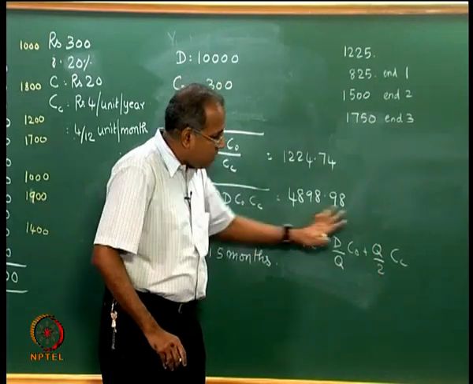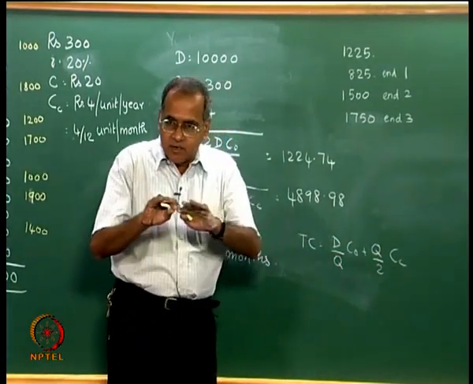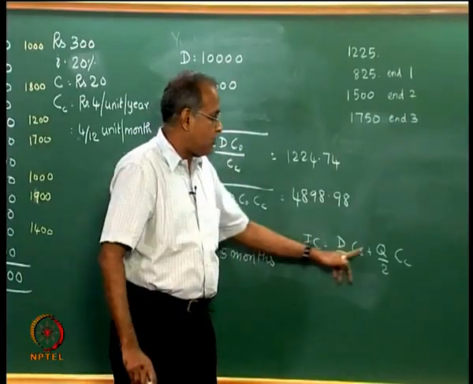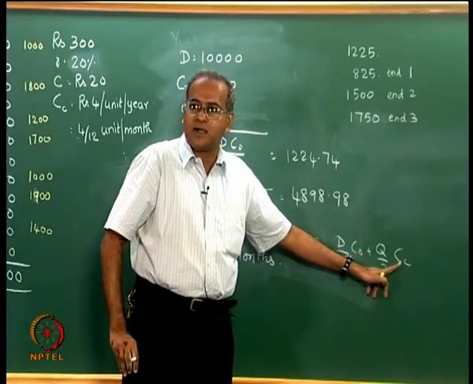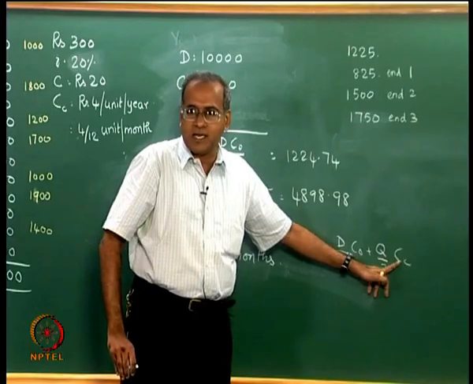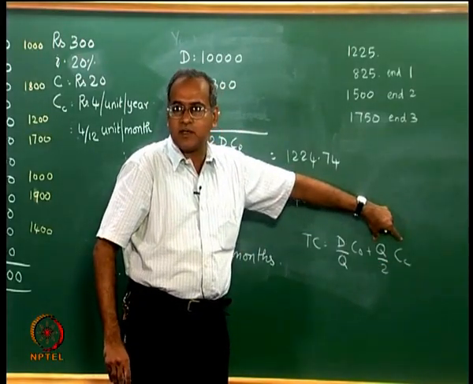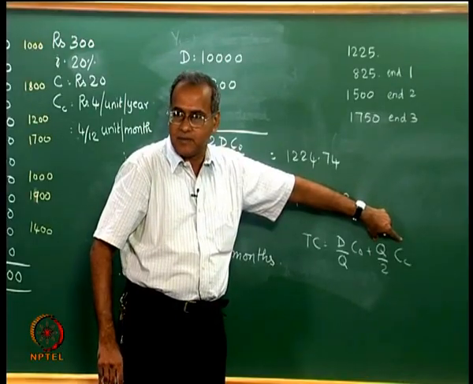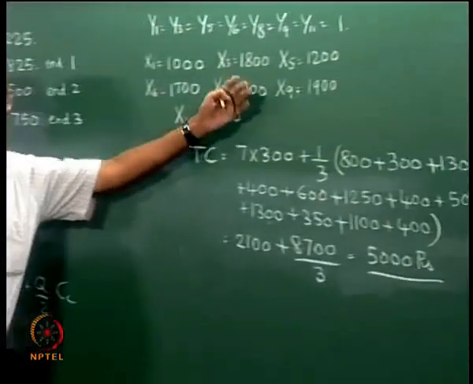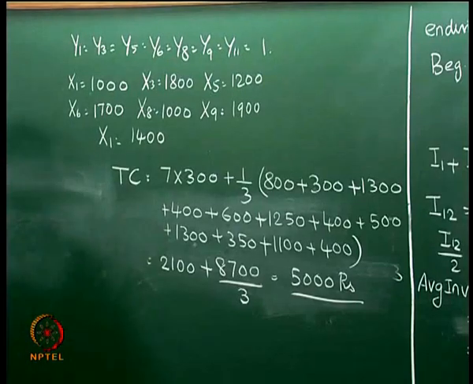Therefore, if we use this Q by 2 and then optimize, the optimization portion is right, differentiating and setting it to 0 and getting it is right, but Q by 2 into CC is not the correct way to represent the average inventory. And because the average inventory was represented in an incorrect way here, it ended up giving us 4898.98. Whereas the best way to do it is the way we have done it in this formulation, to get a value of 5000.